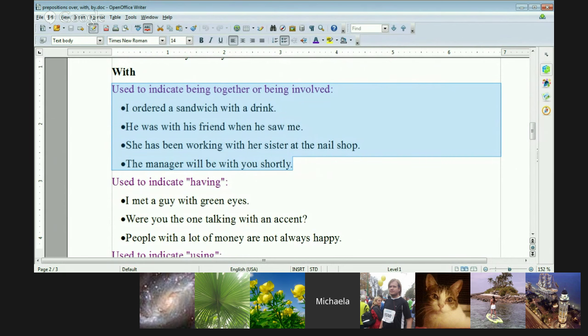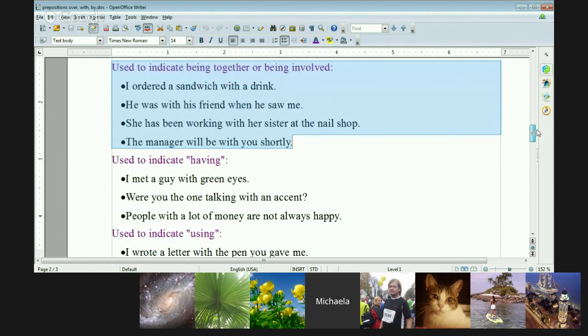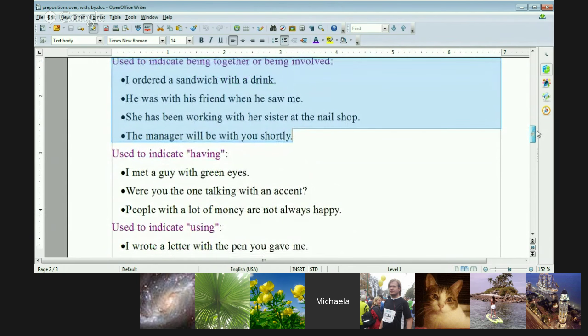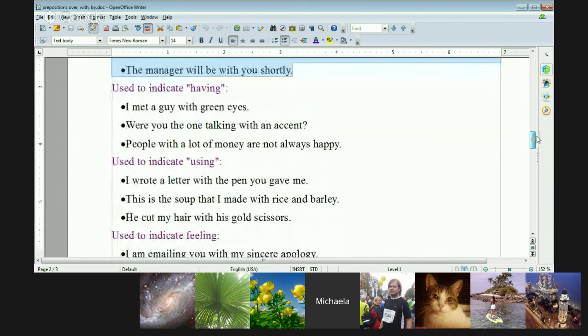Carolina, that is. Okay. With used to indicate being together or being involved. I ordered a sandwich with a drink. He was with his friend when he saw me. He has been working with her sister at the nail shop. The manager will be with you shortly. Thank you very much. The next one is for Ana Carolina.